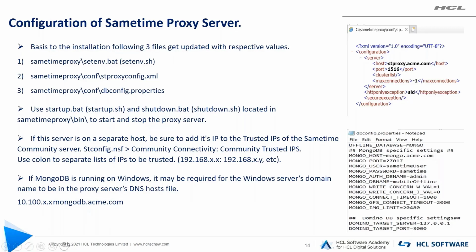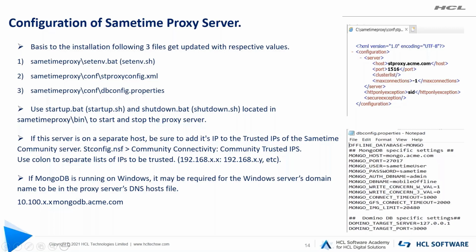Configuration. Based on the installation we saw in the last slide, the below three files will be updated. Please refer to the sample screenshot attached on the screen. Now to start and stop, you can use startup.bat and shutdown.bat. And you can find these files in the Sametime proxy/bin folder.